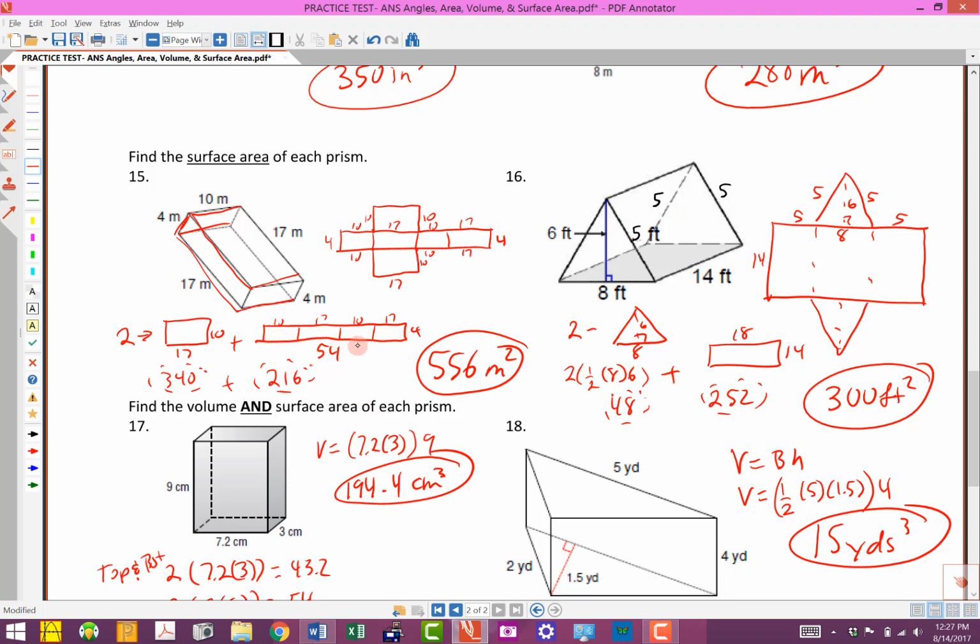So altogether that adds up to 54. So a couple different ways of looking at this one right here. Either way, when we multiply these together, we get 170. Double it, we get 340.